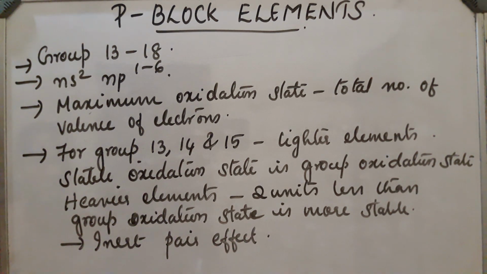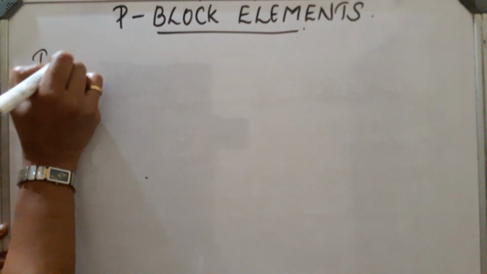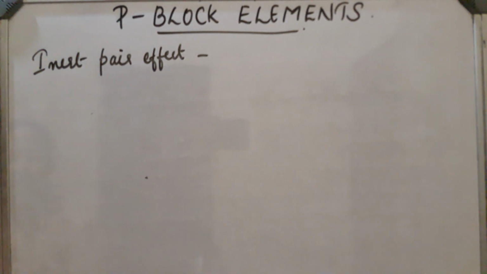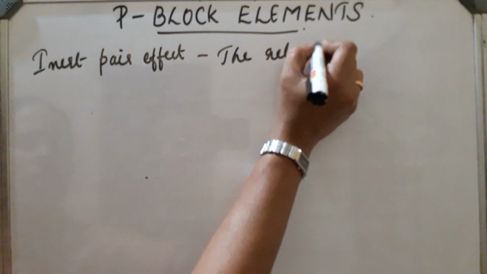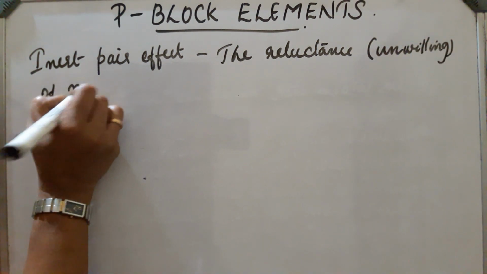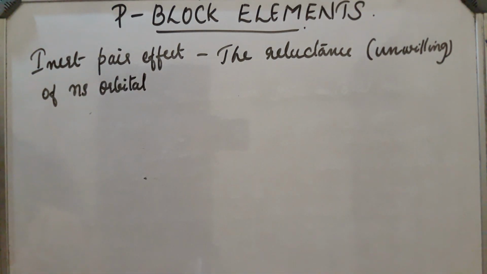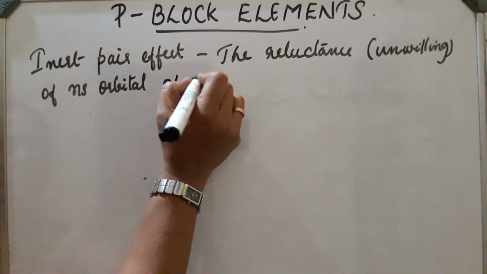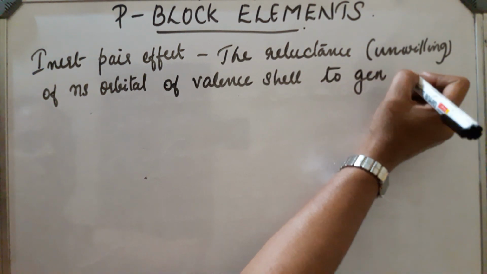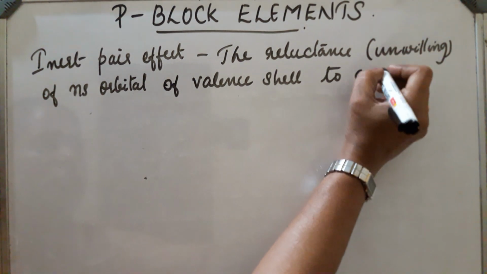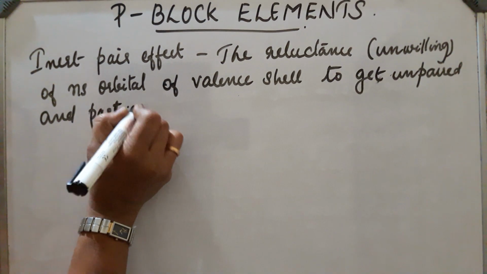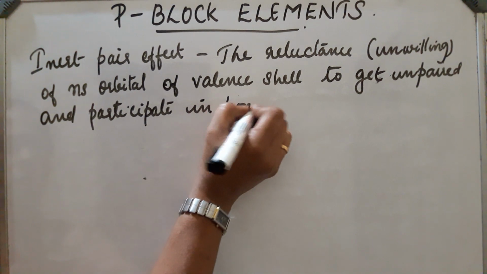Now, what is the inert pair effect? Inert pair effect means the reluctance or unwillingness of the electrons of the ns orbital of the valence shell to get unpaired and participate in bond formation.